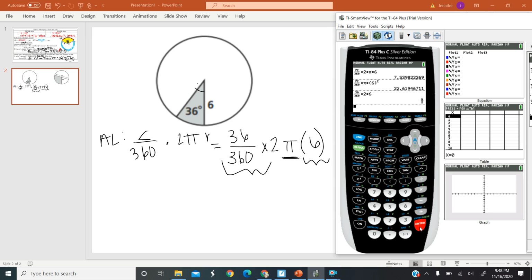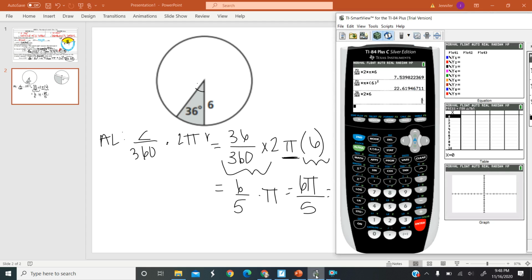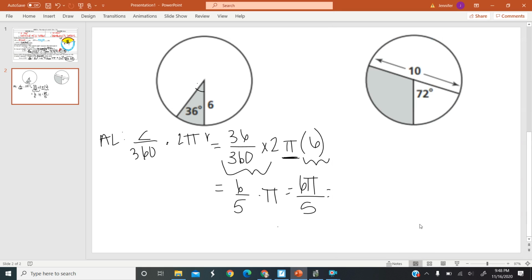And I end up getting 6 over 5. And so what that means is that all of this equals 6 over 5 times pi, because we didn't multiply the pi in there. And so the way that would be written is like 6 pi over 5. And then that would be your answer in terms of pi. Or if you actually want to work it out and get the numerical answer, then I'm just going to take my 6 over 5 and multiply by pi. And I'll get 3.78.